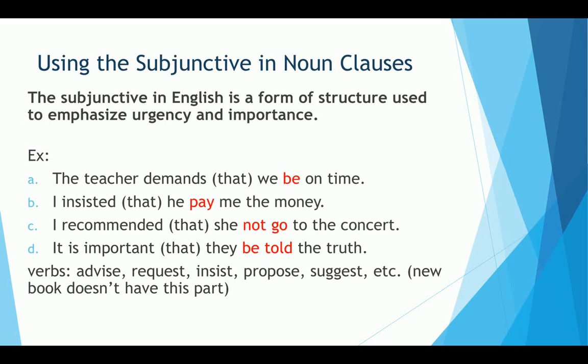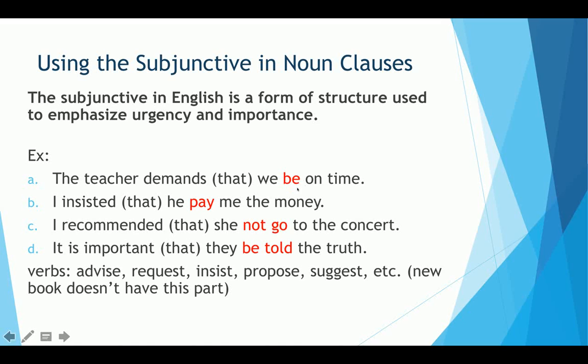Using the subjunctive in noun clauses. The subjunctive in English is a form of structure used to emphasize urgency and importance. Therefore, it's used with verbs such as to urge, to insist, to recommend, or expressions like it's important that. Let's see some examples. The teacher demands that we be on time.